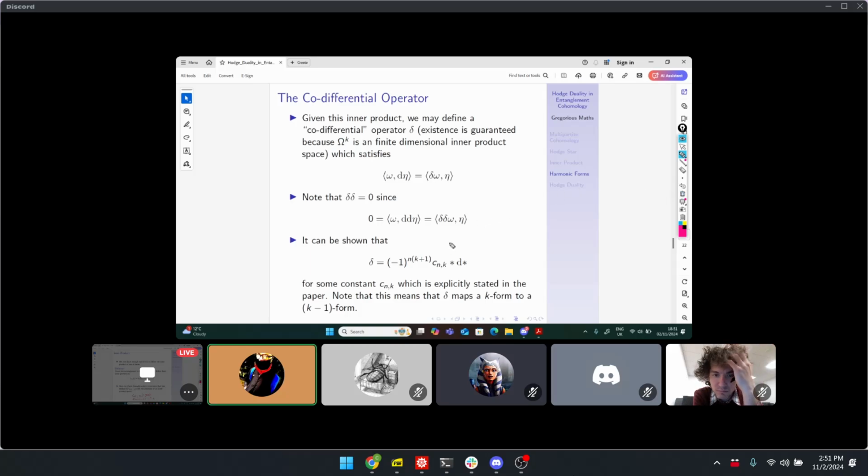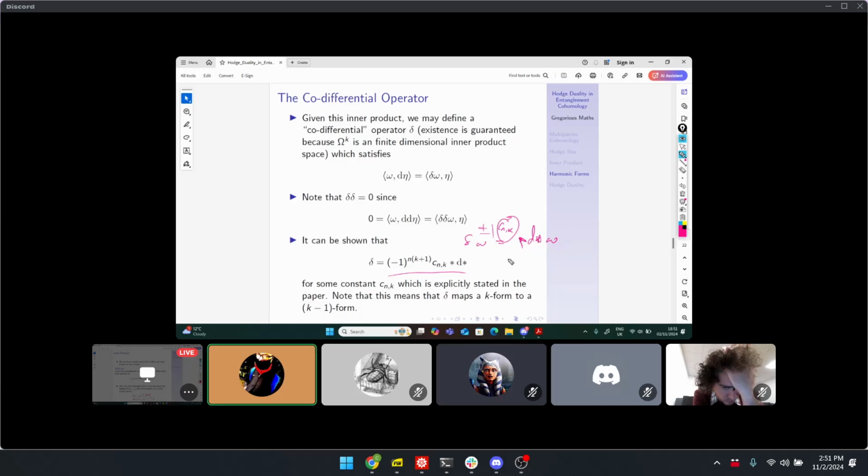And furthermore, it can also be shown that delta omega is the same thing as doing the Hodge Star of omega, then applying the differential d, then taking the Hodge Star of that, and then we also have to multiply it by some constant Cnk, which again is explicitly calculated in the paper, but is not important for this talk. It's just some constant. And we also have some sign, either plus or minus 1.